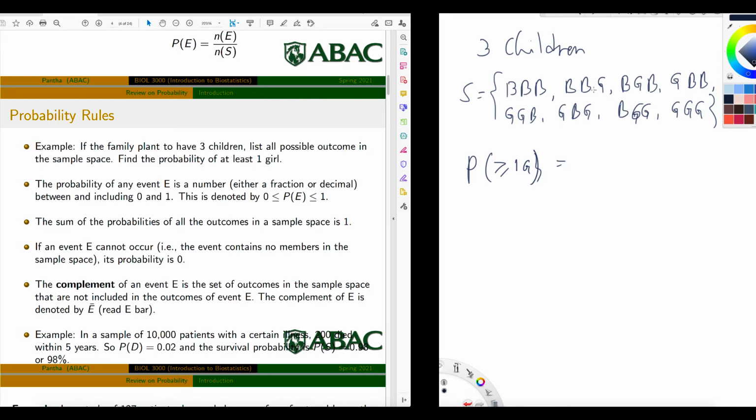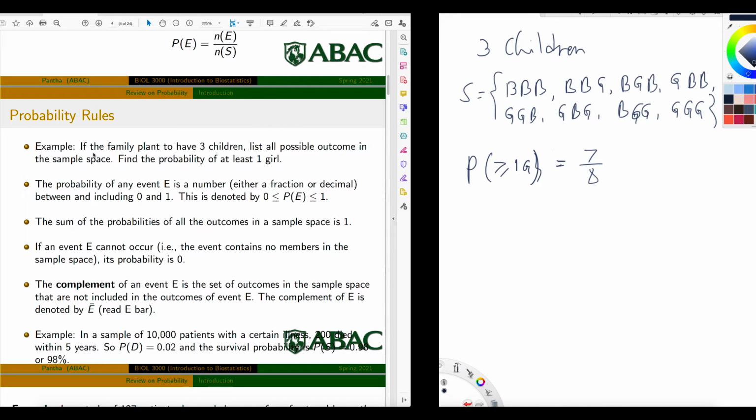And this one has one girl, this one has one girl, this one has one girl, so all of these except that one have one girl. So how many have one girl, or more? That's what it is saying. At least one means one or more, right? So how many of them have that? 1, 2, 3, 4, 5, 6, 7. So 7 out of 8 is the probability of at least one girl.